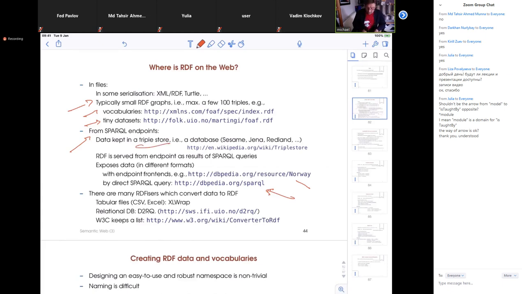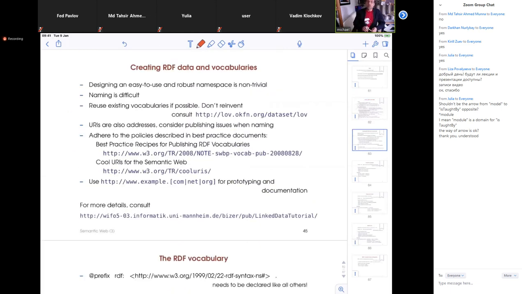All right, and by the way, there are many programs available for free or for payment that convert, say, relational data, CSV, Excel into RDF, and so on. Okay, that was one observation.